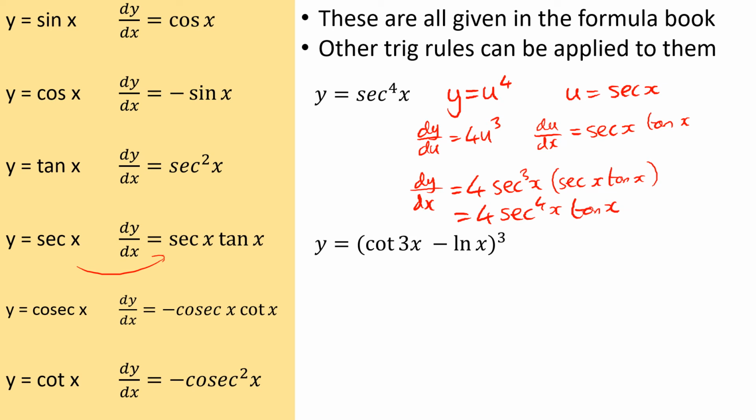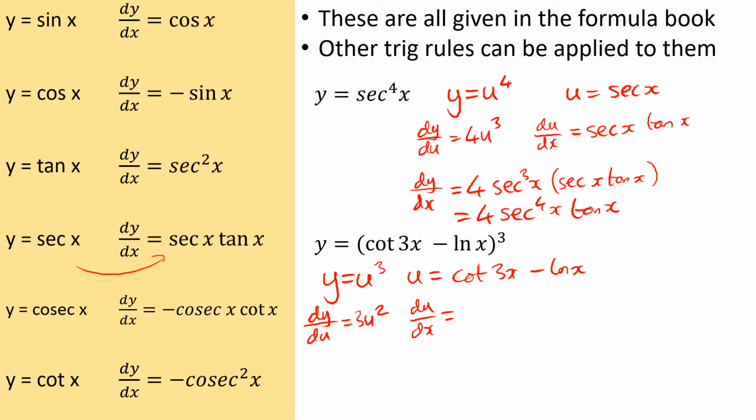What about this next one? This is a bracket. It's something being raised to the power of 3 this time. And we're going to say that u is equal to cot 3x minus ln of x. Now dy/du is straightforward enough. That's 3u squared, times by the power, drop the power. But du/dx, you've kind of got to use a chain rule within a chain rule.